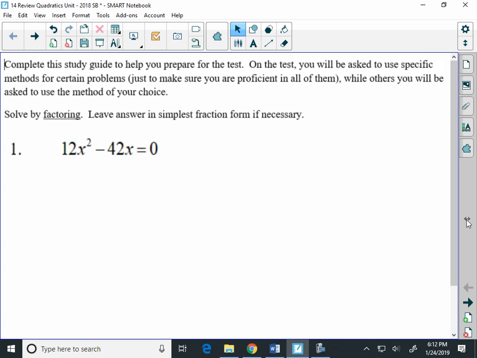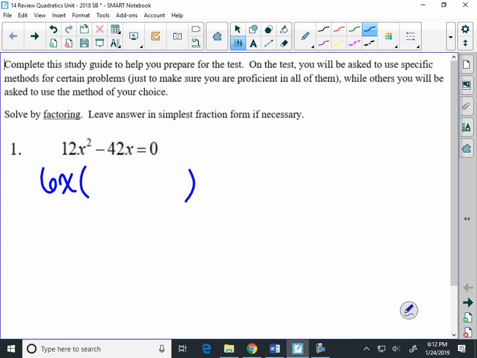And it turns out in this problem that we have a greatest common factor. The biggest number that goes into both 12 and 42 is 6. Then we look at the variables between x squared and x. Our smallest exponent is an x. And now we're going to figure out what's left over. 12 divided by 6 is 2. X squared divided by x is x. We had 2 x's, we took out 1, we have 1 left. 42 divided by 6 is 7. X divided by x is 1. And now we've finished our factor.